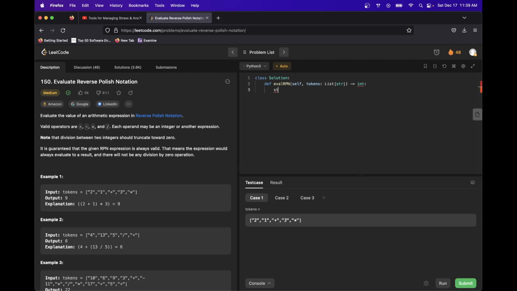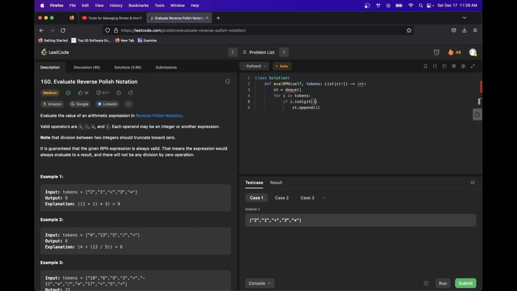And then once we think about that, it's actually pretty easy to just type out. So we say stack is dq, for i in tokens. So for each element, we say if i dot is digit, then stack dot append i.